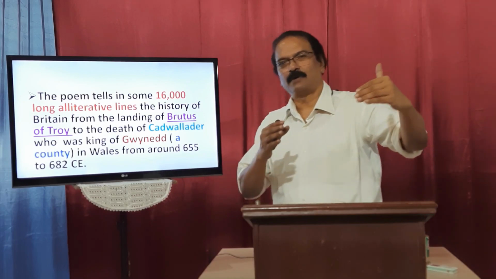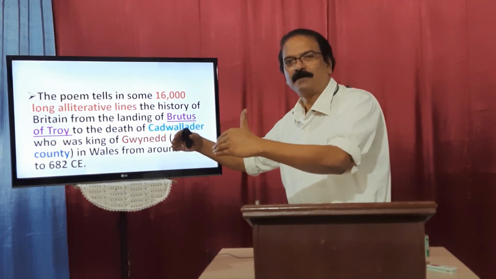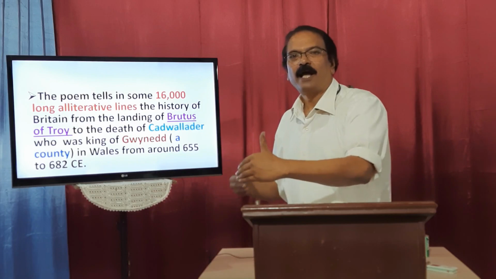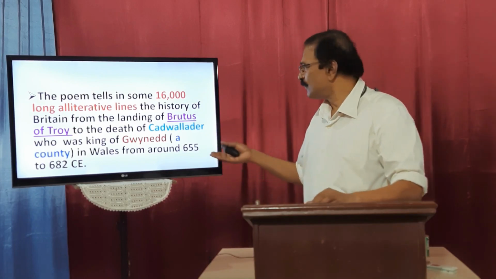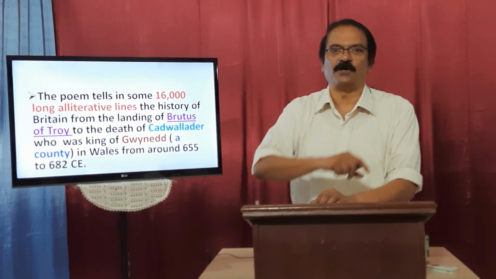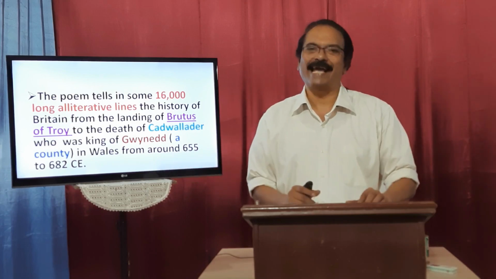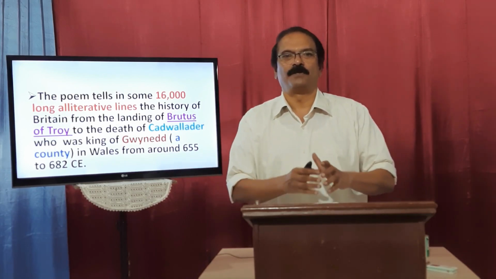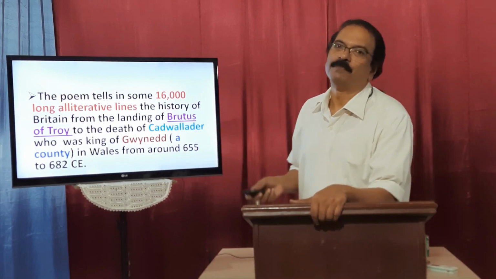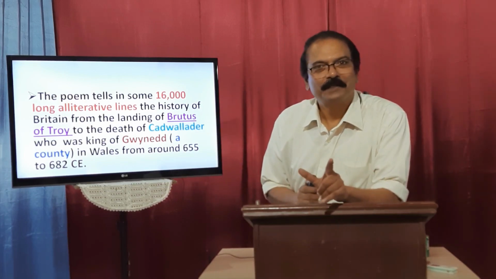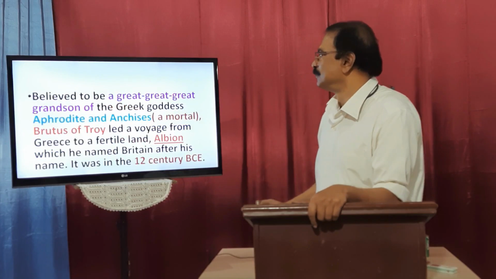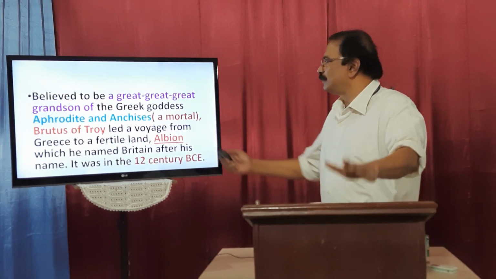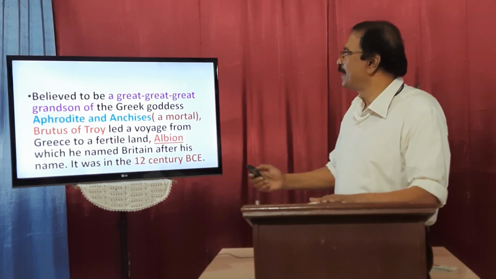Then Arthur is also mentioned there, and then Cadwallader, the last of this chain of kings. This is the subject matter or the theme of the poem, The Brut. Have you got it now? Now, already I have narrated the story.